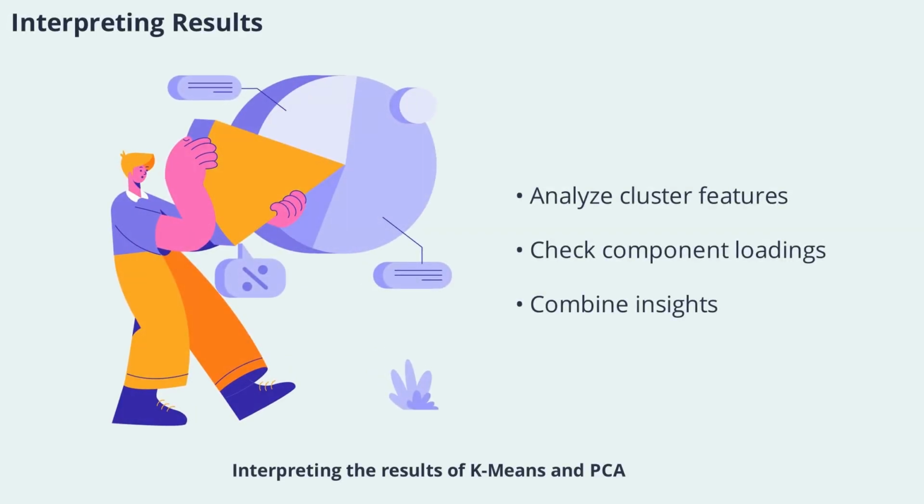Interpreting the results of kmeans and PCA requires both technical understanding and domain knowledge. For kmeans, examine the characteristics of each cluster to draw meaningful conclusions. For PCA, analyze the loadings of each principal component to understand which features contribute most to the variance. Combining these insights leads to better decision-making.